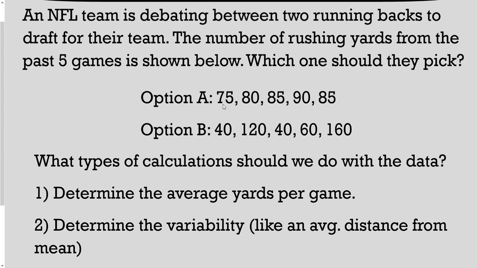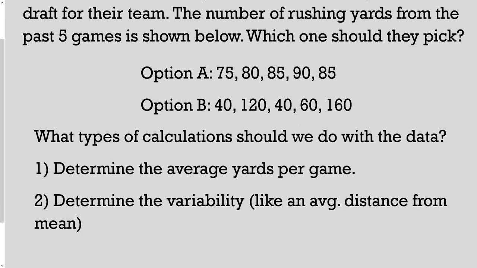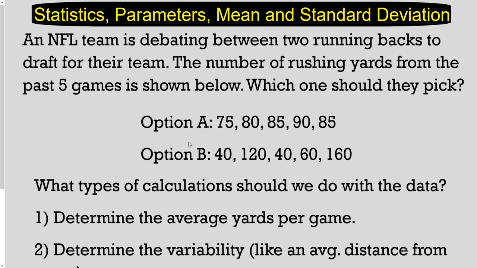Option A is within 15 yards the whole time, from 75 to 90. This guy goes from 40 to 160, so he's all over the place. So there are ways that we can do this. Let's do the average first. So I'm just going to find the average of running back A's yards. 75 plus 80 plus 85 plus 90 plus 85 is 415 yards. Divided by the 5 games, his mean is 83 yards. Option B, 40 plus 120 plus 40 plus 60 plus 160 is 420, divided by 5 is 84 yards per game.